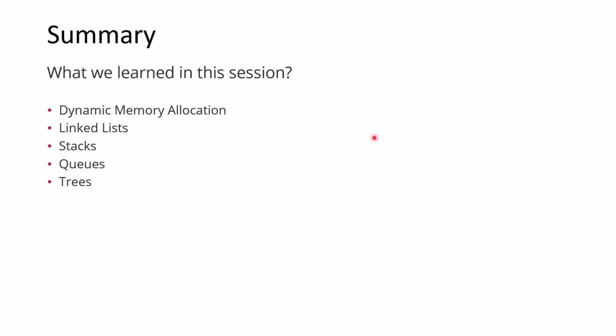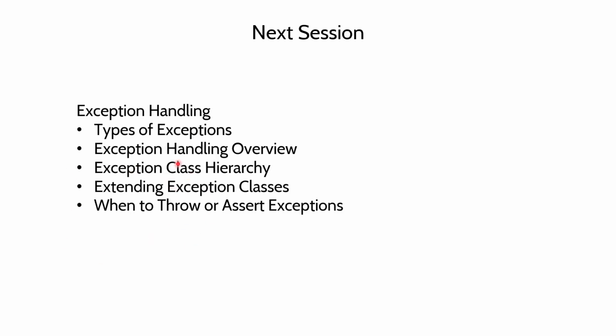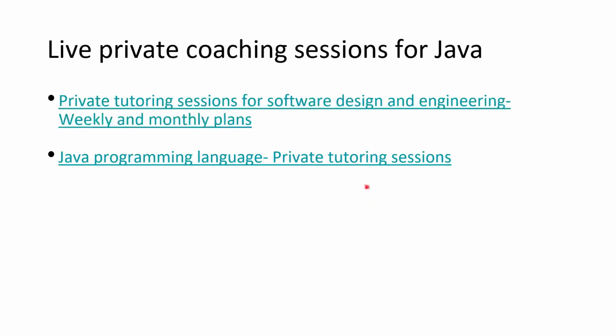So just to summarize what we learned, we discussed dynamic memory allocation, linked lists, stacks, queues, and trees. In our next session, we will be discussing exception handling. So we'll look at types of exceptions, exception overviews, exception class hierarchy, extending exception classes, and when to throw or assert an exception.